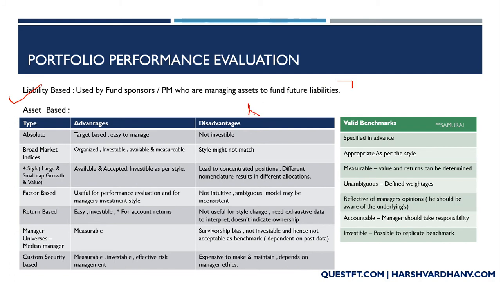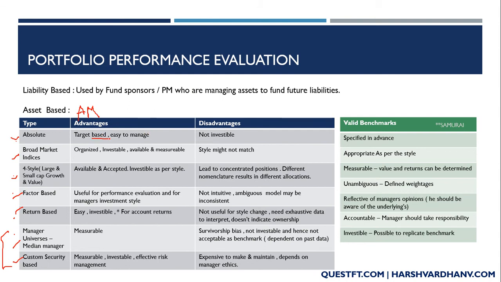This part comes in the essay part of our exam. I have seen some past papers. This asset-based benchmark comes in the AM section, so this becomes important for us. What are the types of asset benchmarks? Absolute, broad market indices, style, factor based, return based, universe of managers, and custom security based. We have read all about this. Absolute, we did this. Broad market, style index, factor, we did the Carhart model. We did return-based indexing. And these two are custom benchmarks. Let us understand the advantages and disadvantages of all the types of benchmark.